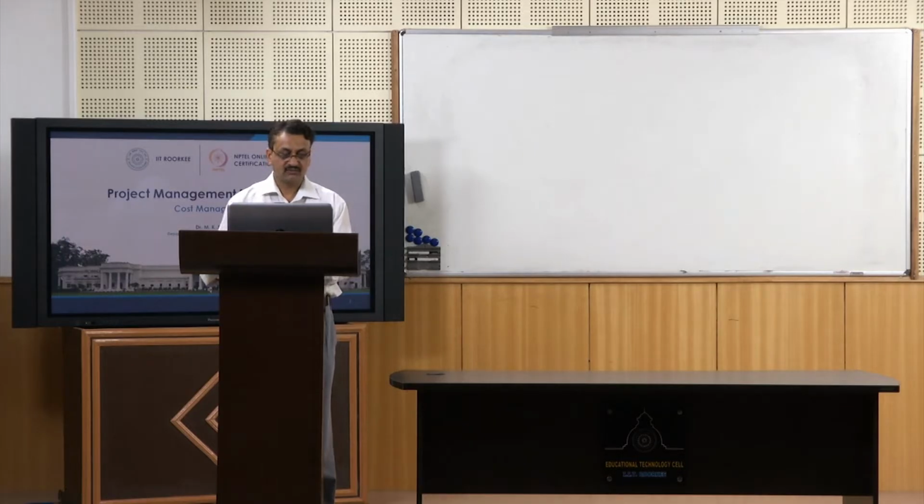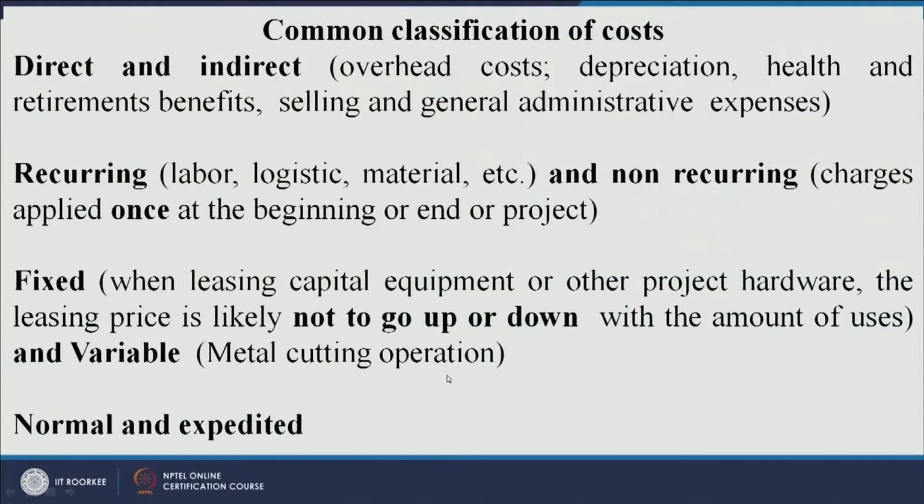Then you have got variable cost. Variable costs are those costs which increase with the quantity, right. In fact, this is one more example here, metal cutting operations. So, if you cut more and more metal, then you will have to incur more and more cost, right. So, variable costs are those costs which vary with the output, okay.